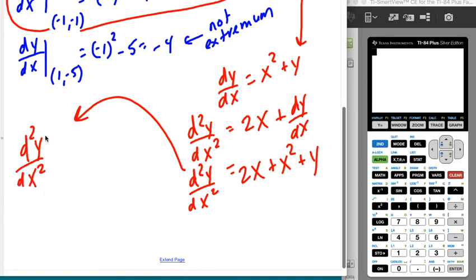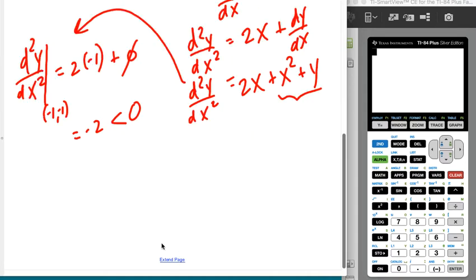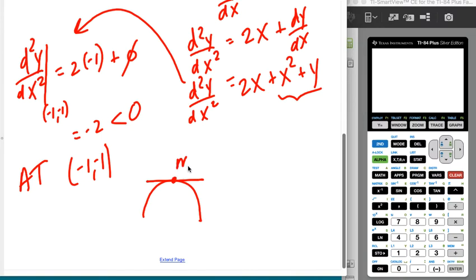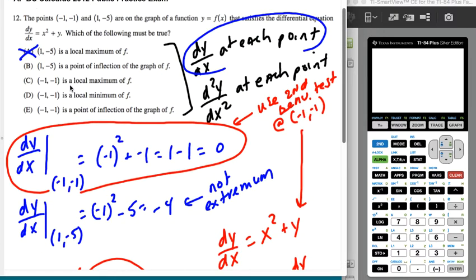So d squared y/dx squared at (-1, -1) would be 2 times -1, plus, we already know this nets to be 0 because we already saw that at that point dy/dx is 0. So it's -2, meaning it's less than 0. So what we're seeing is at the point (-1, -1), the graph is concave down and flat. That's a max. So we go up and say, hey, there's a max at (-1, -1), and let's see which answer that is. Oh, hey, there you go, local max at (-1, -1). And that's it.